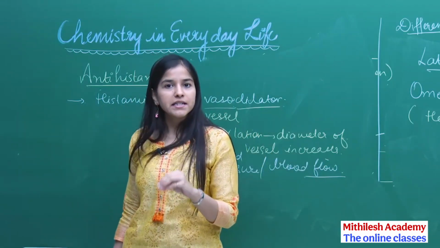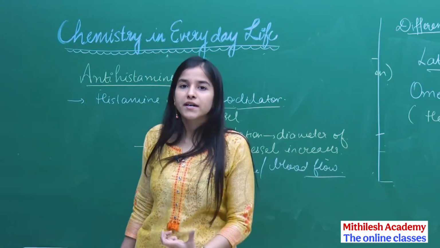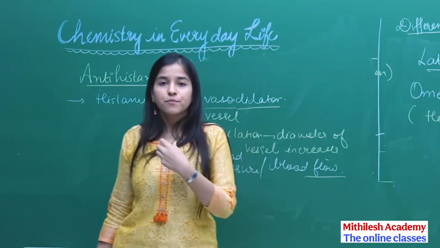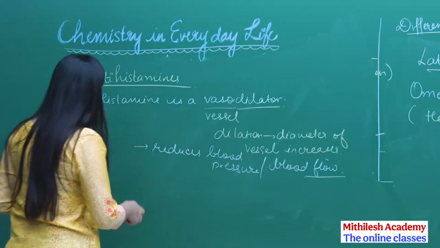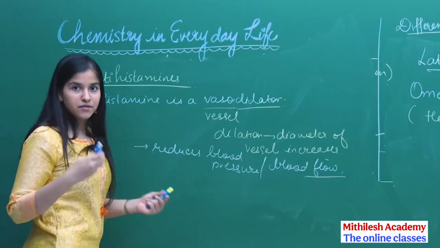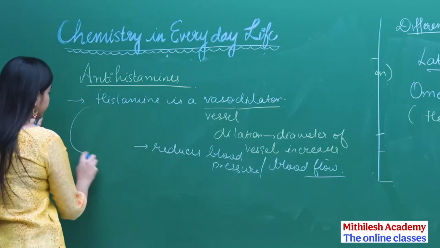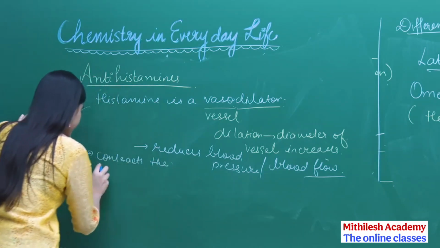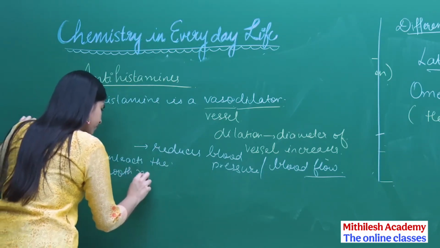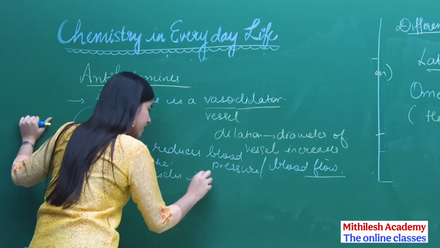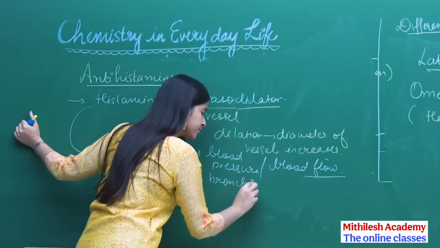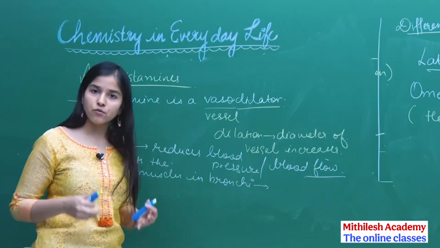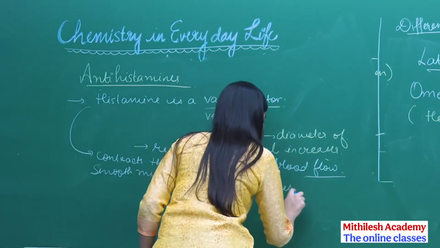As well as that, it contracts the muscles within our bronchi. What are the bronchi? I am talking about the lungs, all the kinds of tubes and pipes which are present within our lungs. Bronchi is nothing but related to lungs. So here it contracts the smooth muscles in bronchi. That is the prime function of histamines. It contracts the muscles, and what will happen? Resulting in congestion.